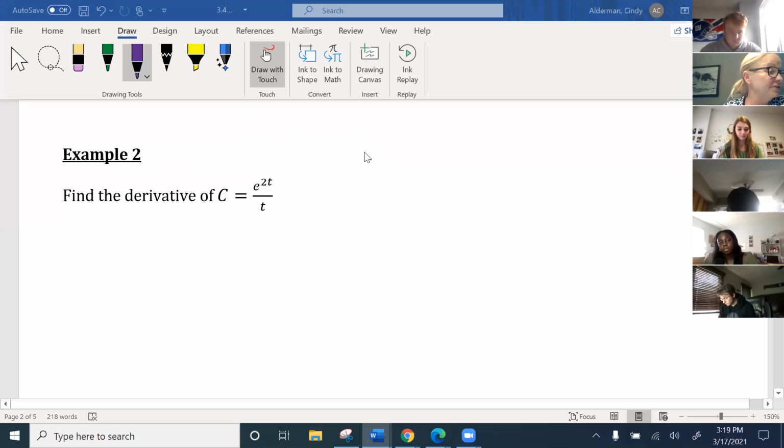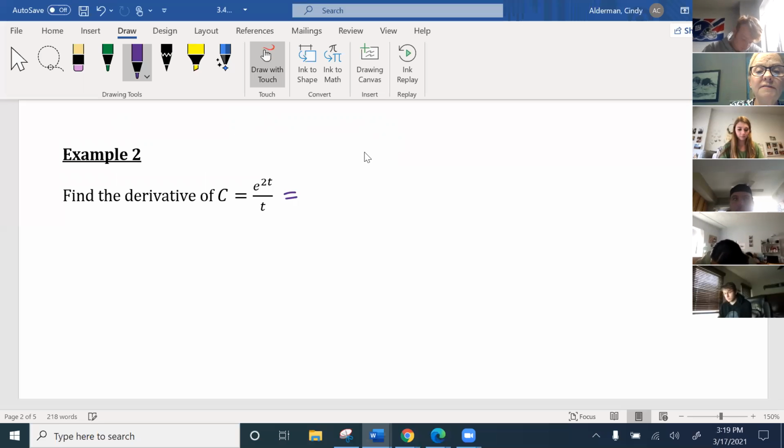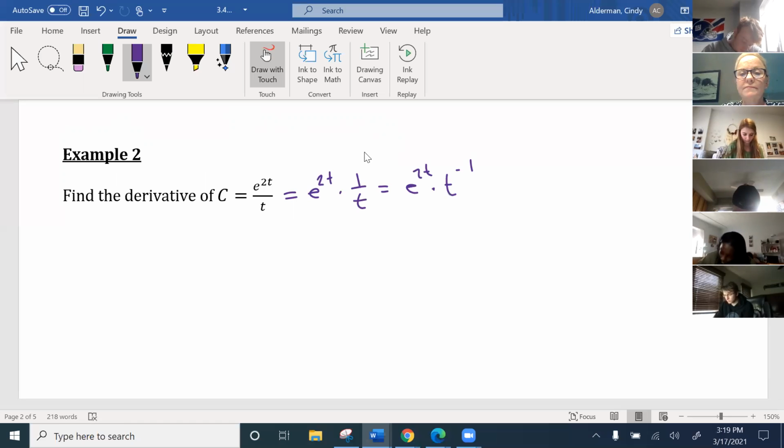All right, here's the next problem. The first thing we're going to do with this is rewrite it with a negative exponent. So this is the same thing as e to the 2t power times 1 over t, which is equal to e to the 2t power times t to the negative 1. Get rid of the fractions, write it with the negative exponent. And there's a benefit to doing that too, because the quotient rule is a lot longer than the product rule. So if you can write it as a product, you should, because it's a lot less work than using the quotient rule. You'll see we're going to do that in a minute.